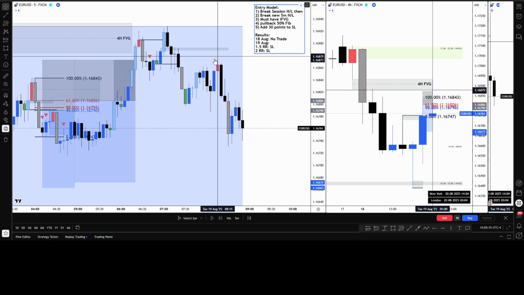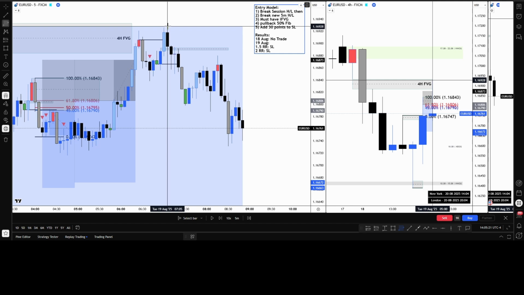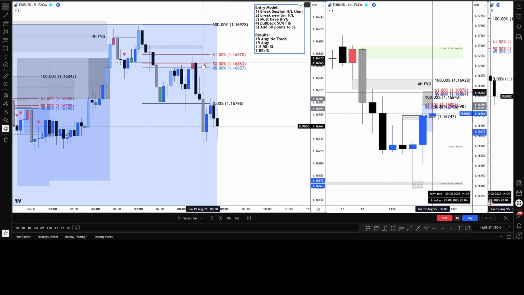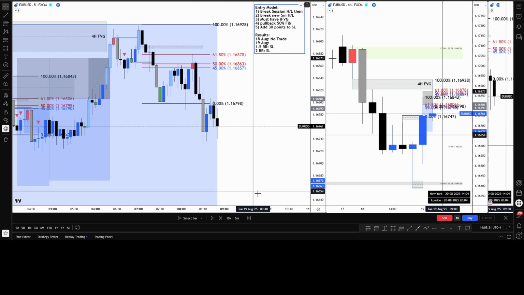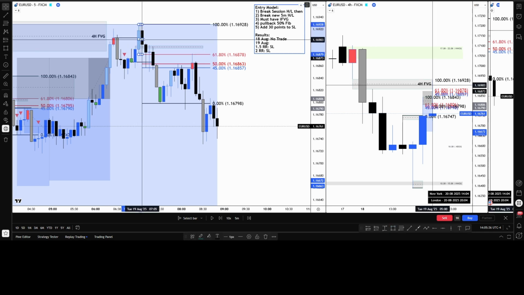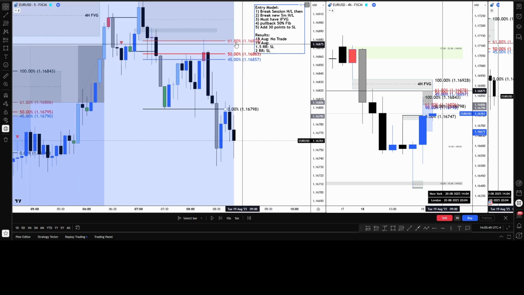Price came up and retested at least 50% of the Fibonacci tool. 45%, 50%, 61.8. And if I could also retested is what? The order block closest to the stop loss. There it is, just there. There we go.